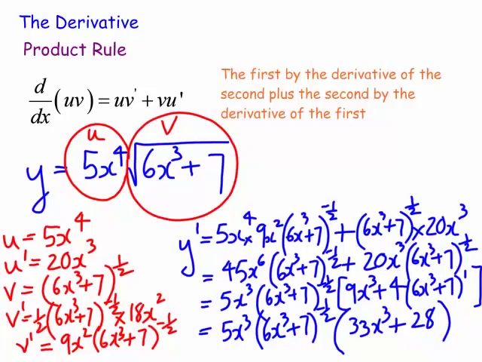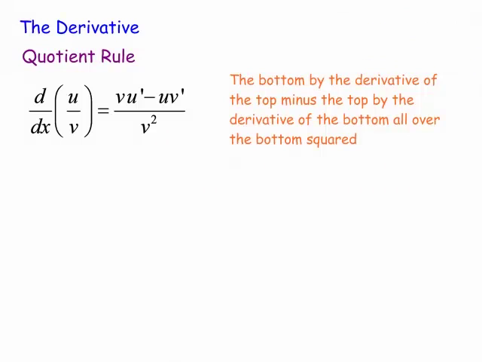Okay, so let's look at the final rule now. This is our last rule, the quotient rule, where we have a division of two functions, u and v. u and v are both different functions, and you can see here that the derivative of u over v is in fact (v u dash minus u v dash) all over v squared. We normally remember it by a little phrase that says the bottom by the derivative of the top minus the top by the derivative of the bottom all over the bottom squared. So most people remember that little phrase rather than the actual rule itself. So just remember, bottom by derivative of top minus top by derivative of bottom all over bottom squared.